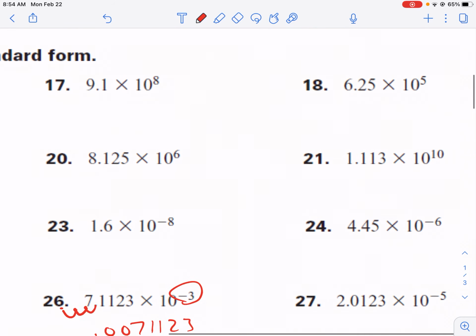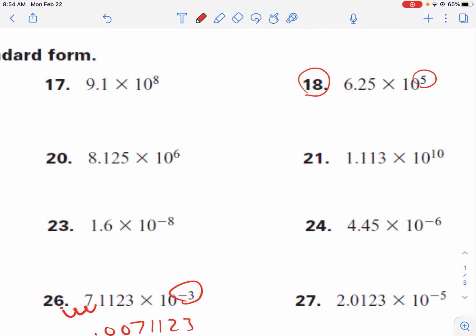Some of these are big numbers. I just noticed that. Over here, number 18, you'll try. It's moving 5 places, it's positive, so we don't want any decimals. So it's going to be 6, and then the decimal's right here, so we're going to go 1 place, 2, 3, 4, and 5. So it started here, 1, 2, 3, 4, 5. That's the new decimal place right there. So the answer is 625,000.